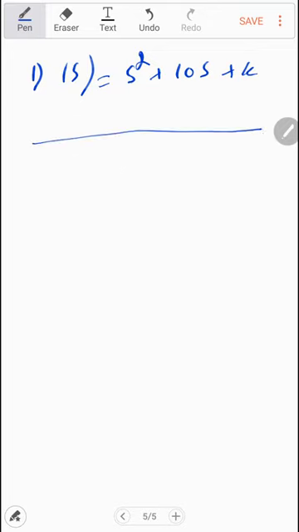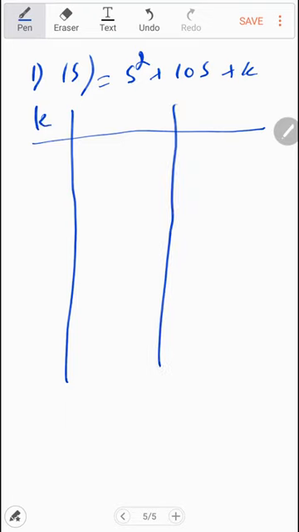Let's suppose we have G of S, whose denominator polynomial D of S is equal to S square plus 10S plus K. Let's see how the poles change location. Let us make a table. This is the value of K, this is pole 1, and this is pole 2. We have 2 poles.